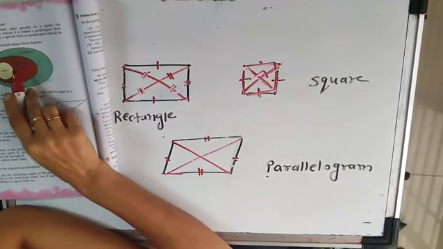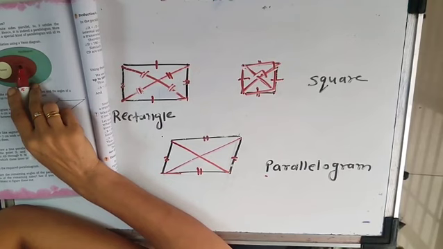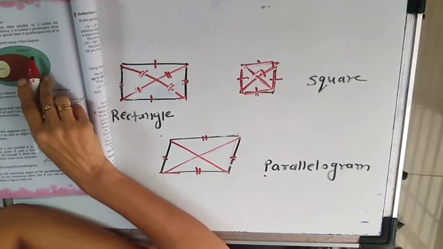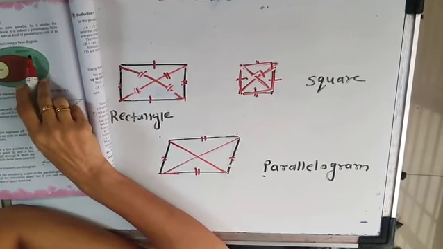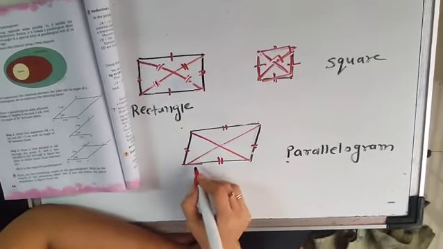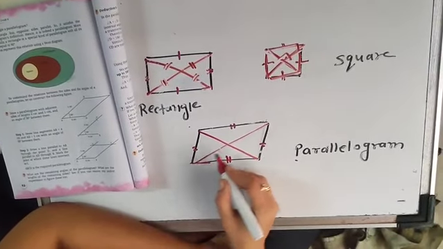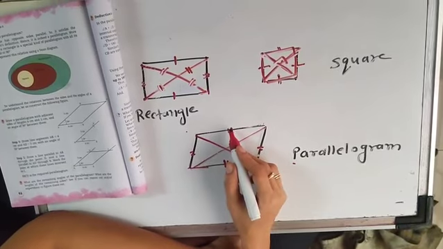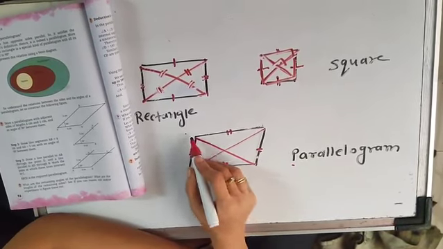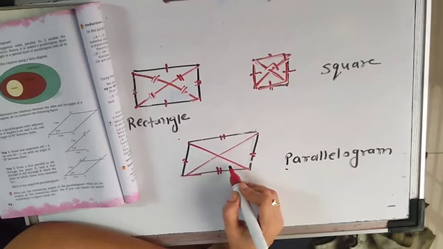Same way, in parallelogram and rectangle, all the rectangles are parallelograms but not all parallelograms are rectangles. Why? See here again, see the figure again. Here opposite sides are equal, they are parallel to each other and diagonals bisect each other.